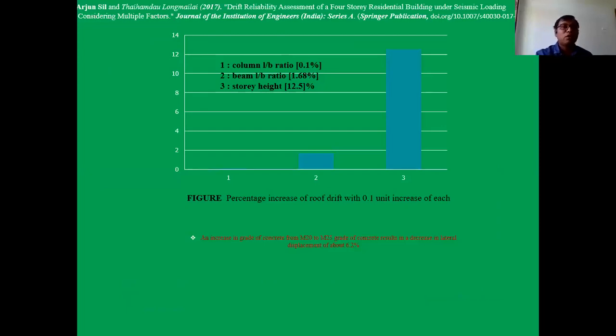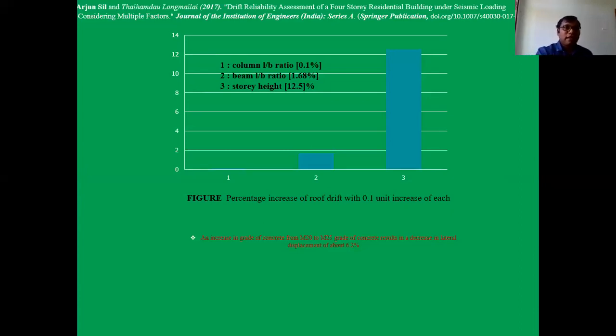So that we have observed in our study. Similarly, this study is the continuation of how much the column is contributing, percentage-wise, with respect to the beam and story height. So story height is around 12.5% as a contributor. The second one is your beam and column ratio, that is 0.1%. This is just a normalized ratio that we have considered here to present in this work.